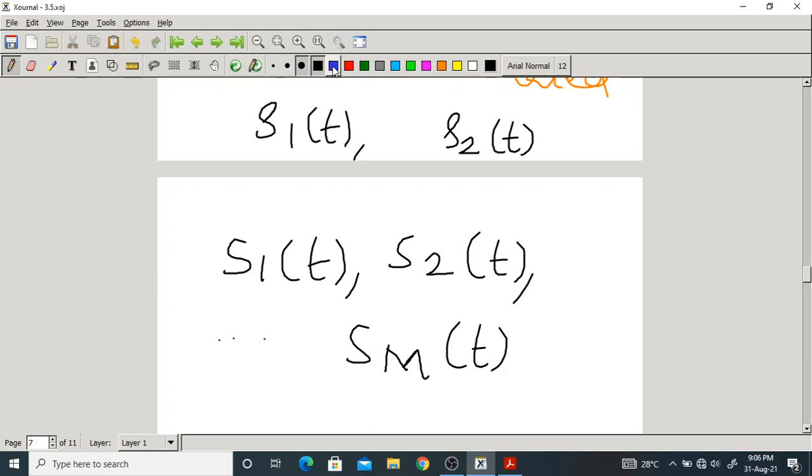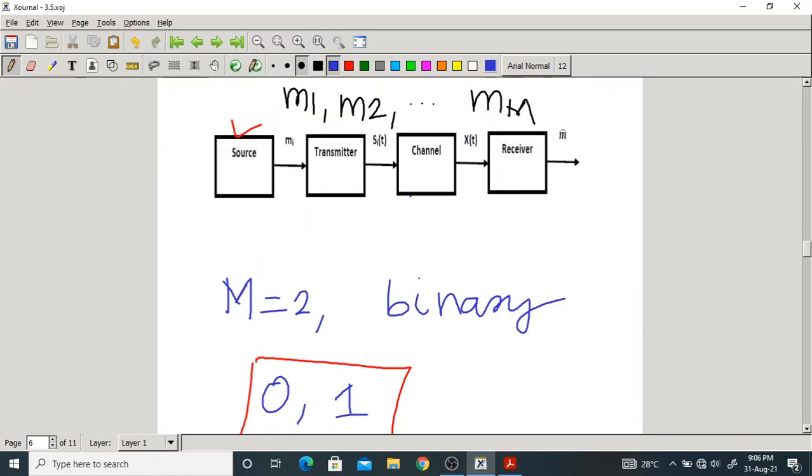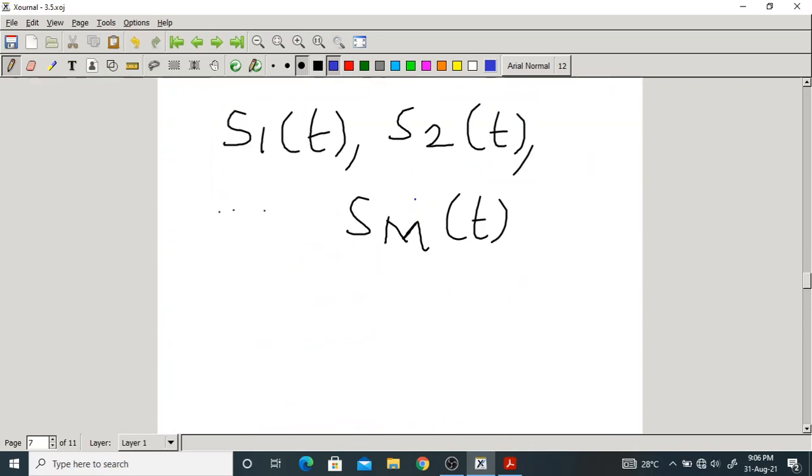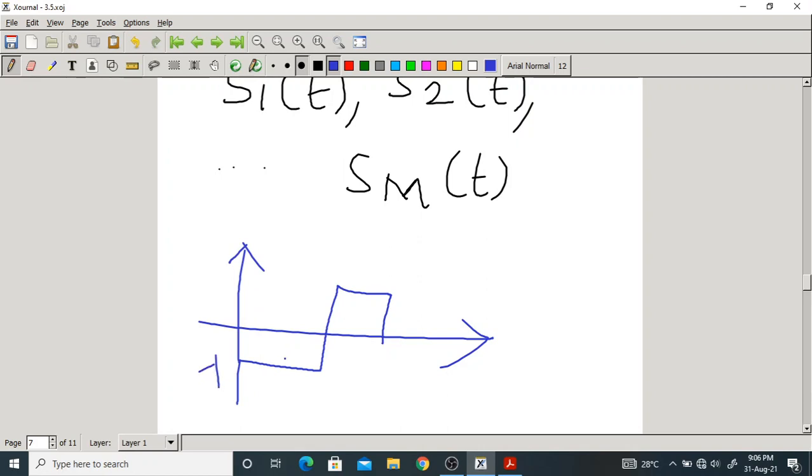Now one more thing you must know is that the source will emit or generate data for each and every time. You might be aware of this from your courses at least. Suppose how to write this 0 and 1. Let me write 0 as -1 and 1 as +1. So this is -1, that is 0, and this is 1, that is +1.